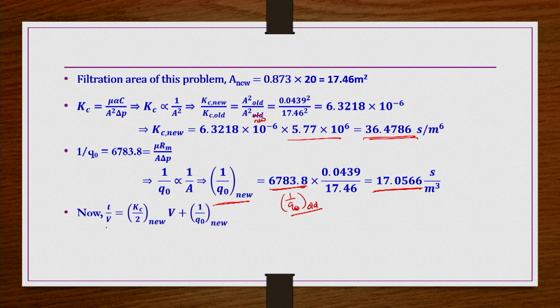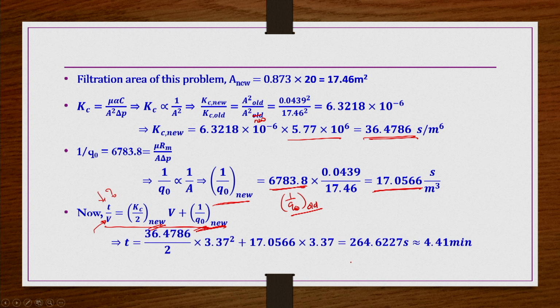So, now we have this equation T by V is equal to Kc by 2 V plus 1 by Q naught. Here Kc by 2 and 1 by Q naught should be used for the new conditions, that is the new filtration area, and V is given. To collect a certain value of V, how much time is required, you can calculate now from this equation.